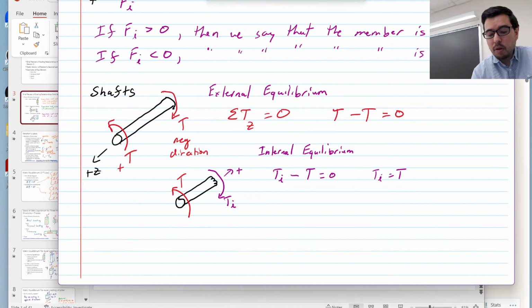Another thing to point out is that, just like the bars, if I were to cut the other side, the cut on that face, again, I can do an internal Ti.